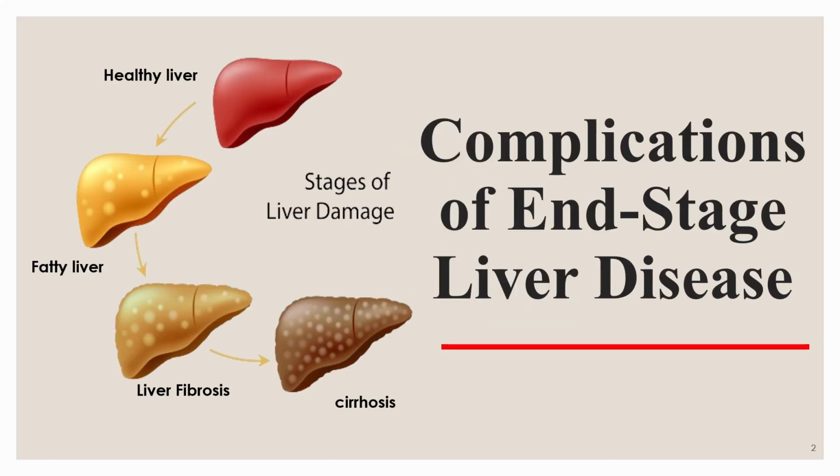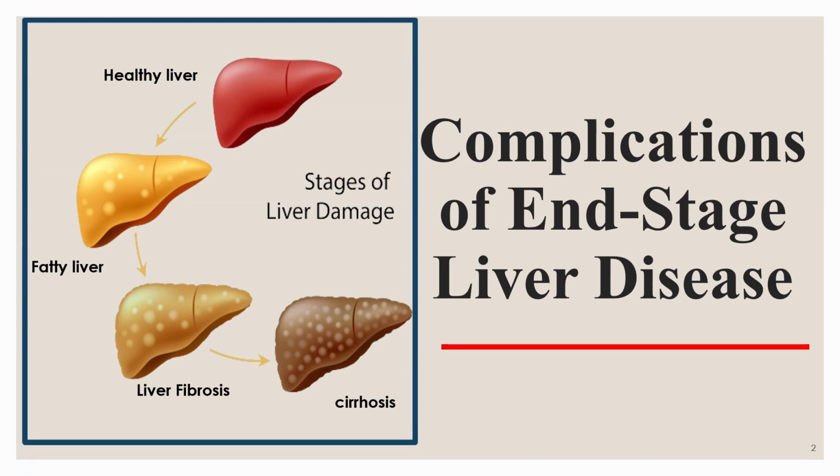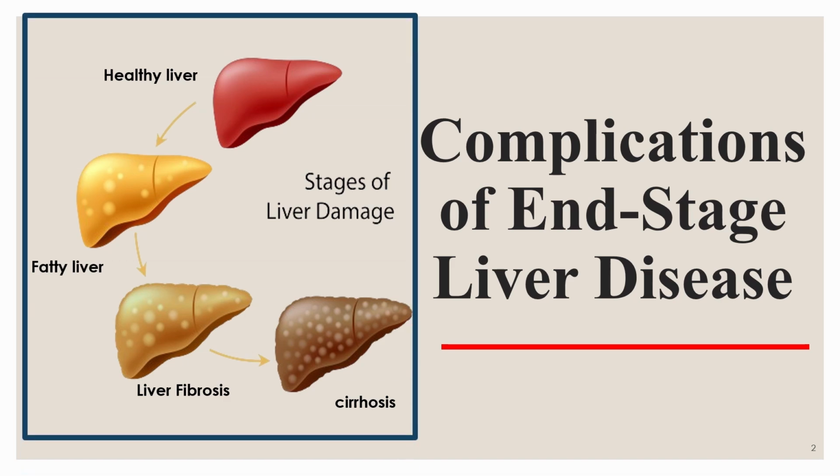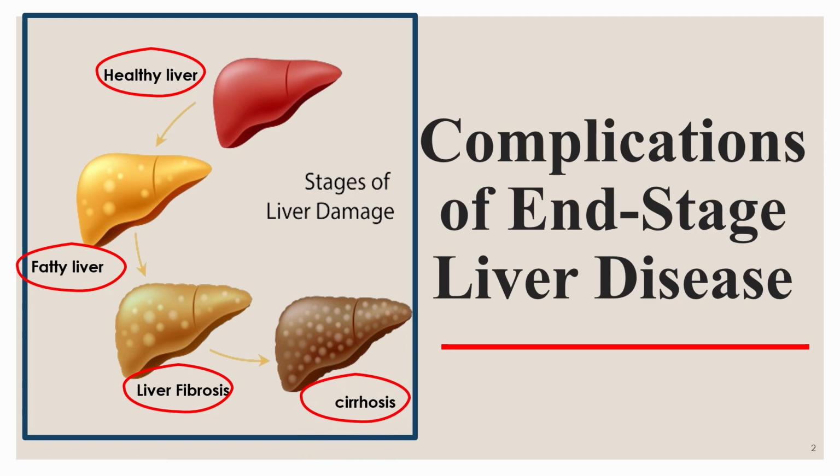In this video, we will discuss the complications that occur when the liver reaches its final phase of chronic disease, namely cirrhosis. This is a visual progression of liver conditions, starting with a healthy liver, normal structure and function, moving to fatty liver. Excess fat builds up inside liver cells, then fibrosis, scar tissue forms due to sustained injury, and finally, cirrhosis. Extensive scarring, leading to liver dysfunction.